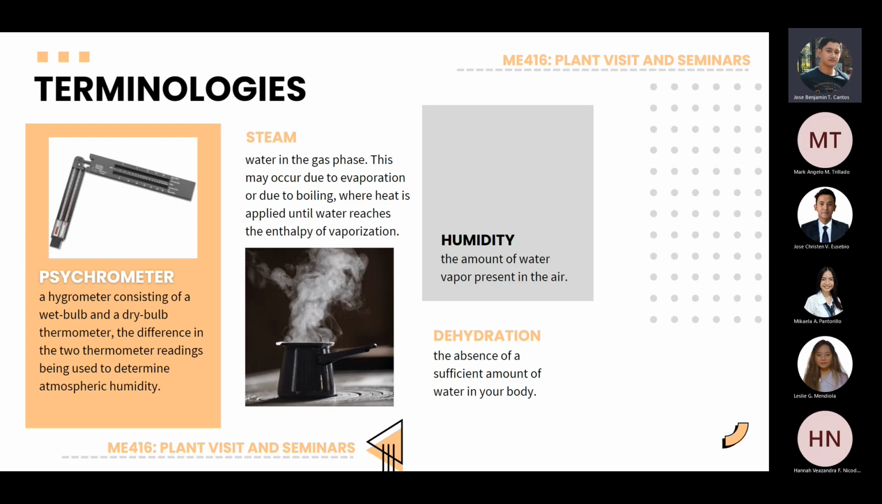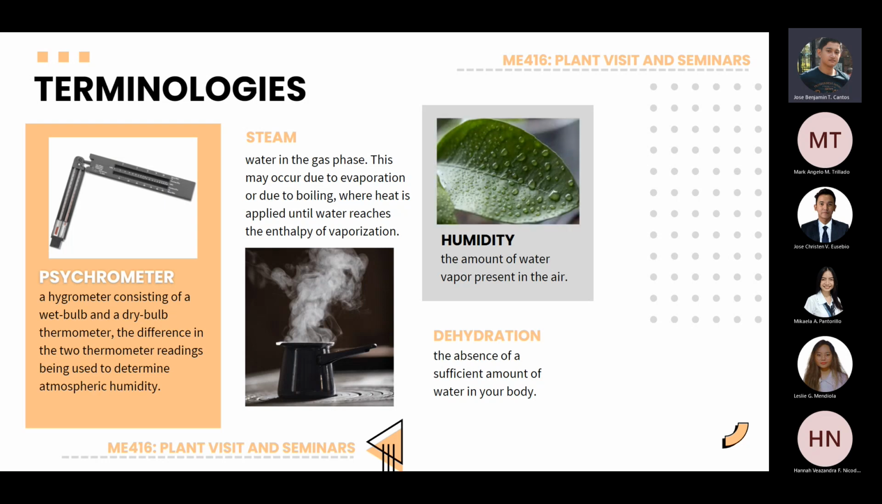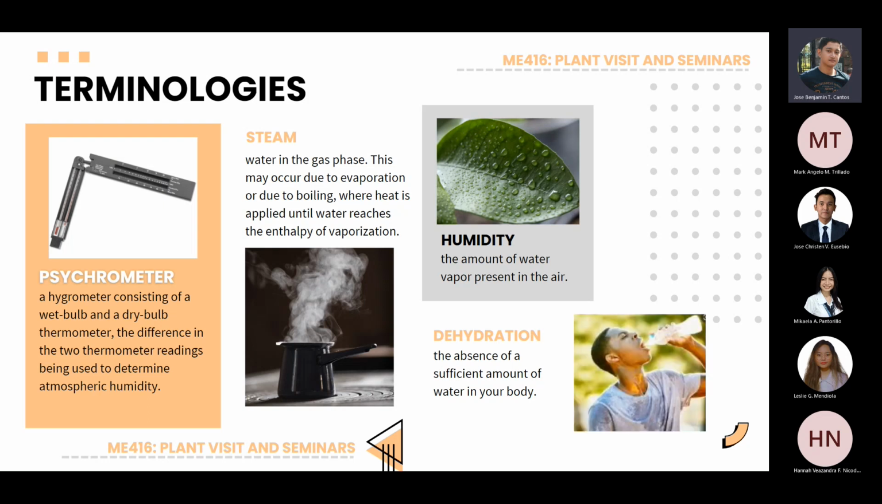Psychrometer, a hygrometer consisting of a wet bulb and a dry bulb thermometer. The difference in the two thermometer readings being used to determine atmospheric humidity. Ito po yung tool na ginagamit para ma-check ang humidity ng isang lugar or ng isang bagay. Steam, water in the gas phase. This may occur due to evaporation or due to boiling, where heat is applied until water reaches the enthalpy of the evaporation. Humidity, the amount of water vapor present in the air. Dehydration, the absence of a sufficient amount of water in your body.